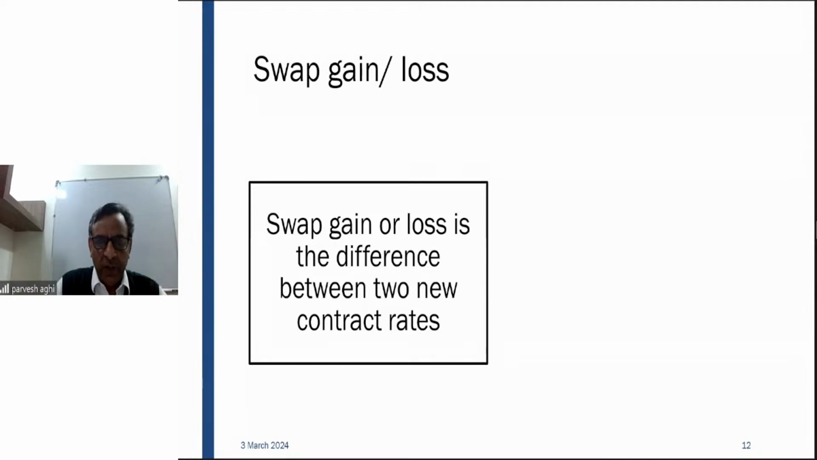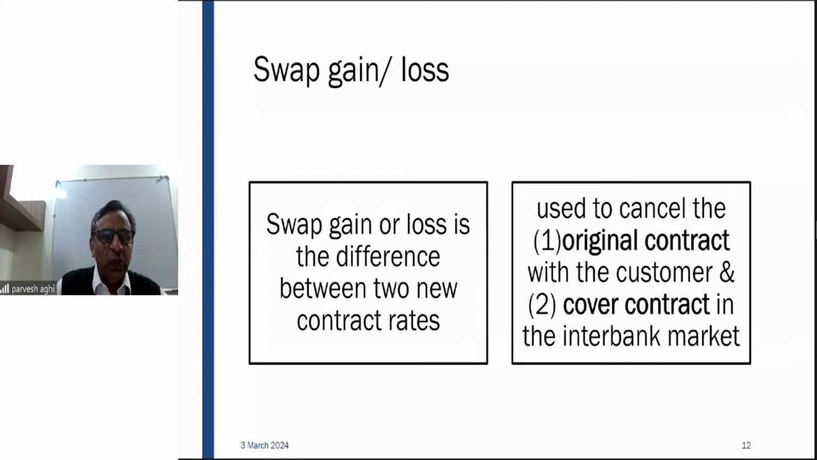So the bank is always entering into two kinds of transaction. One, they are giving dollars to you, and then they are buying those dollars from the interbank market at the same time and giving the dollars to you. Okay, so now those contracts need to be cancelled.